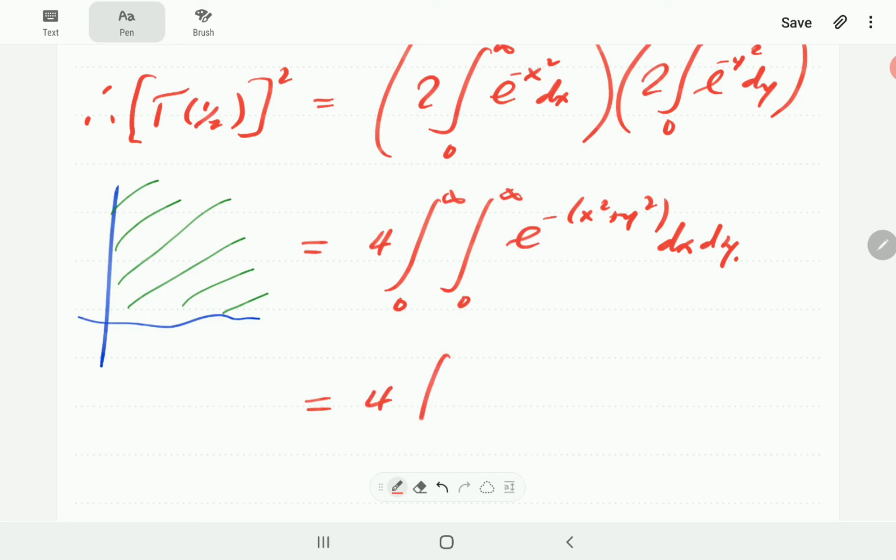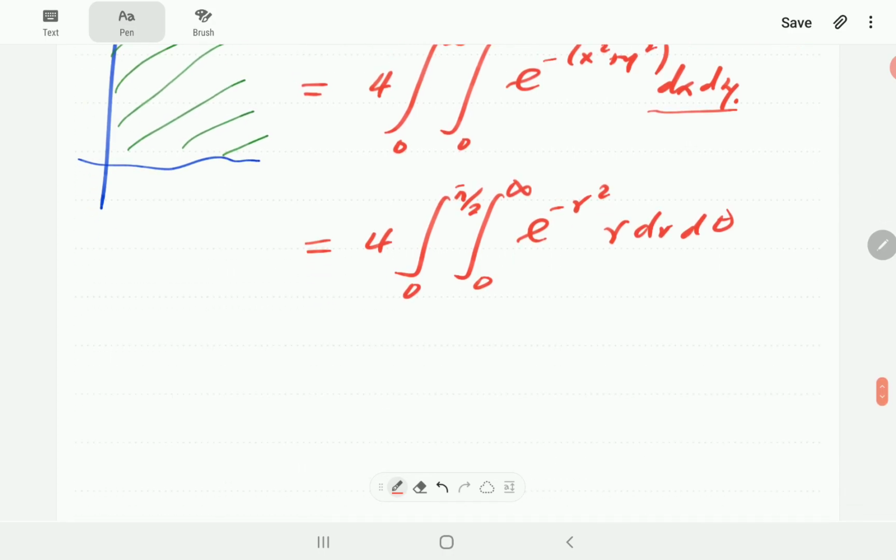So this is going to be 4 times the integral. r is going to go from 0 to infinity, and theta is going to go from 0 to pi on 2. This is going to be e to the minus r squared. Then this is going to transform to r dr d theta, where this r here is the Jacobian of the transformation from xy to r theta.